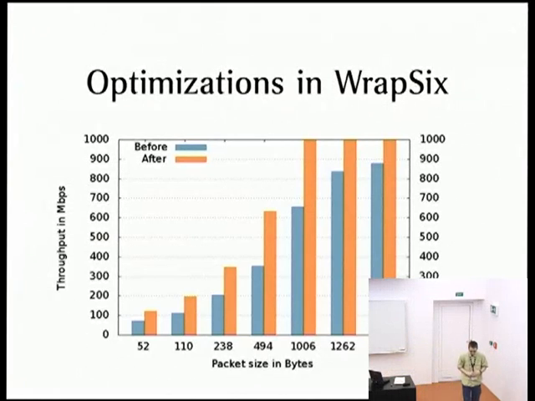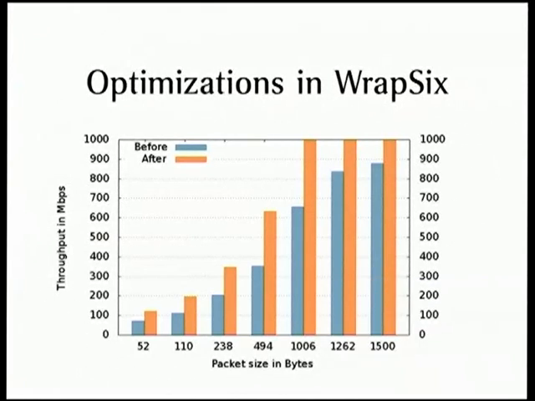To sum it up, I prepared a graph where you can see an unoptimized version of WrapSix and the version with the optimizations I presented here. Here you can see that before, it couldn't even handle 1 gigabit with the biggest packets. However, there is still a lot of work to be done for the smallest packets. So I'm not finished yet.